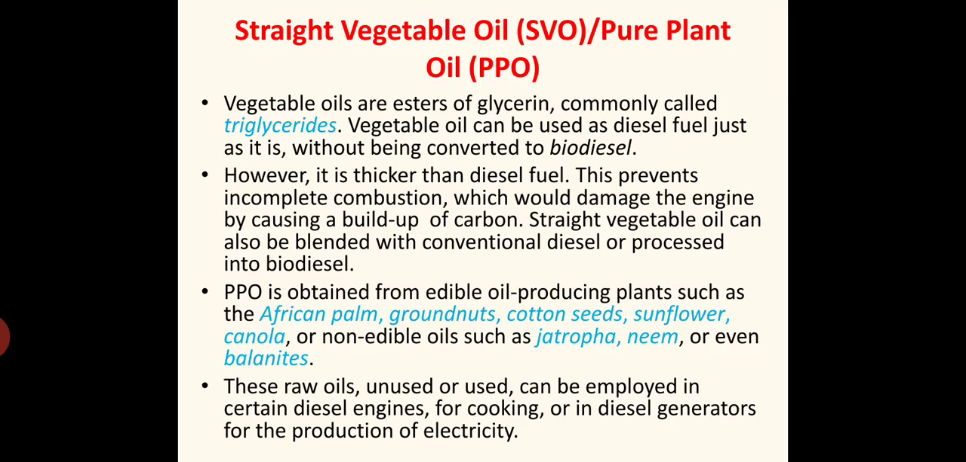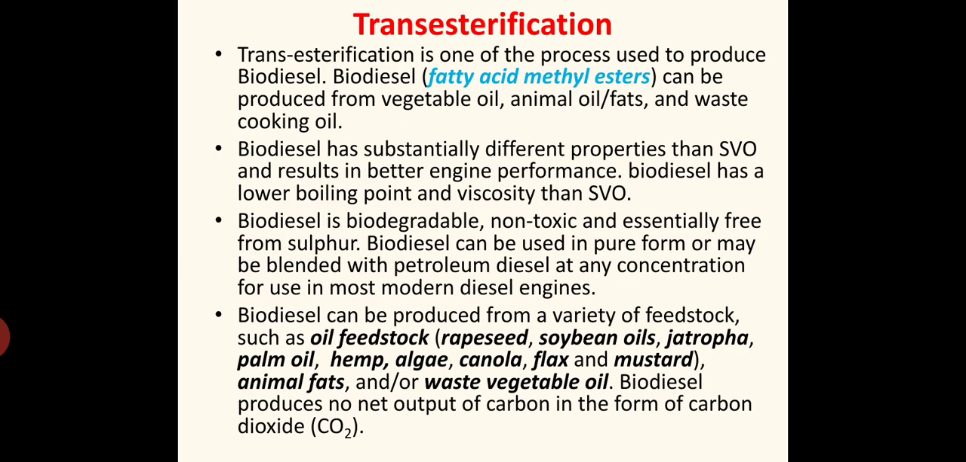Of course, esterification as well as trans-esterification, both processes are used for biodiesel production, but we will be discussing the trans-esterification process here. Trans-esterification is one of the processes used to produce biodiesel. Biodiesel, which is fatty acid methyl esters, can be produced from vegetable oil. Instead of using vegetable oil directly, we are transforming it into a more usable product by chemical processes. Biodiesel can be produced from vegetable oil, animal oil or fats, and waste cooking oil.